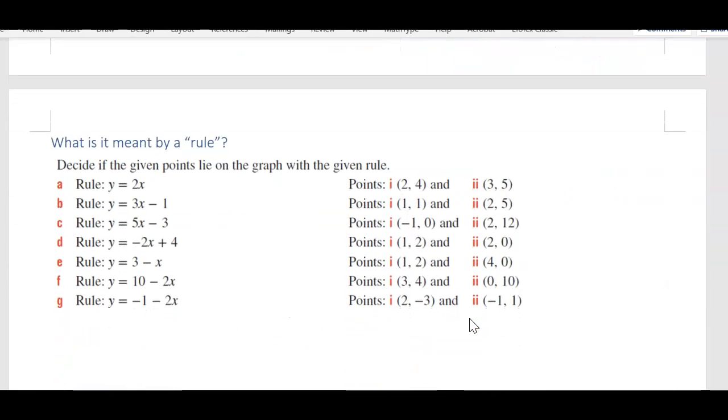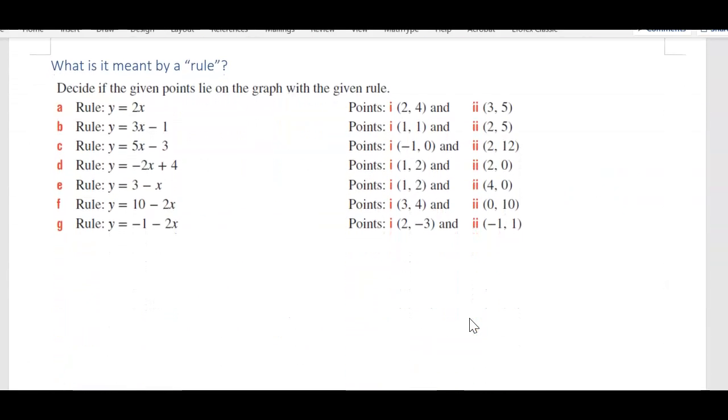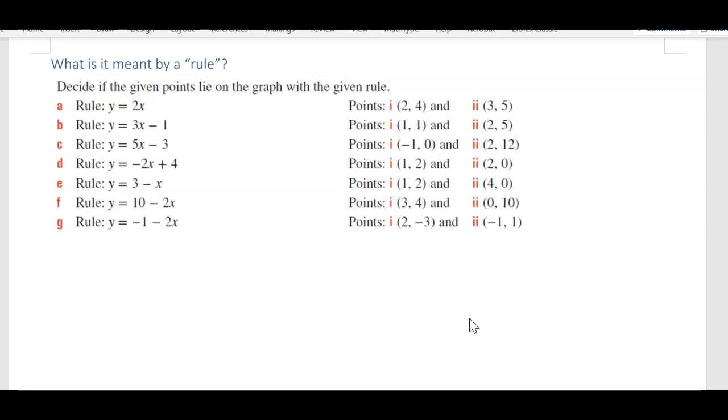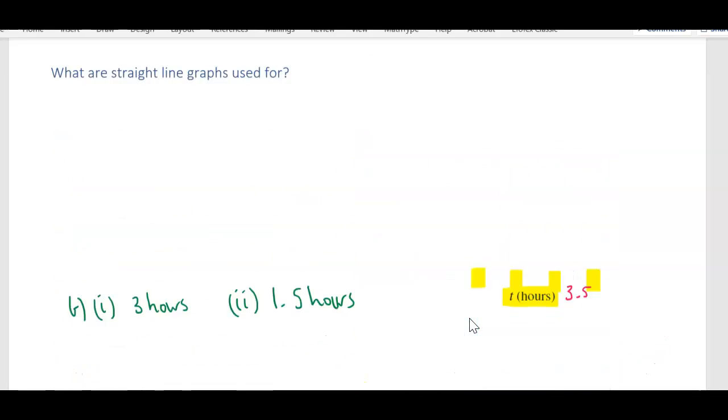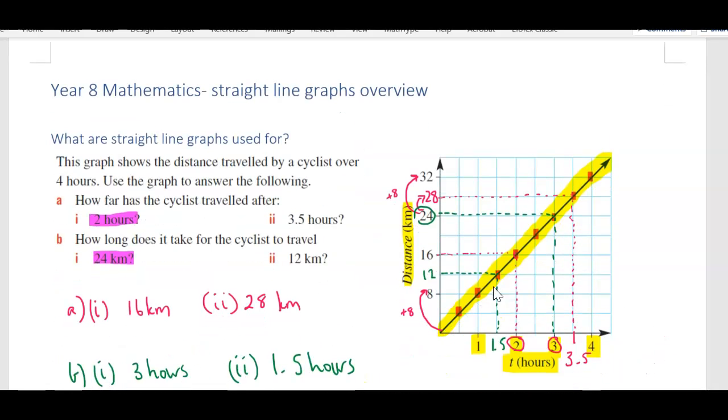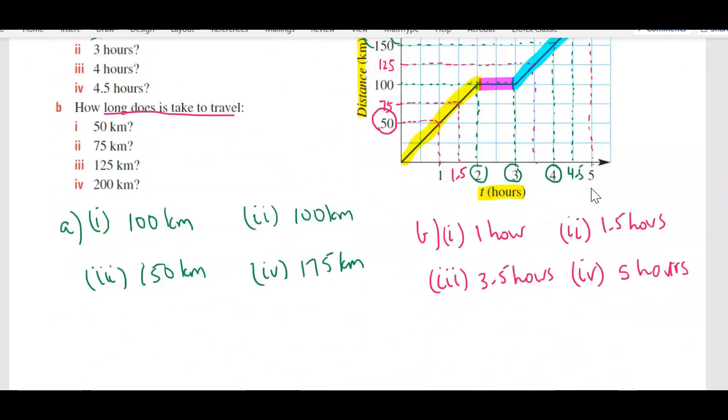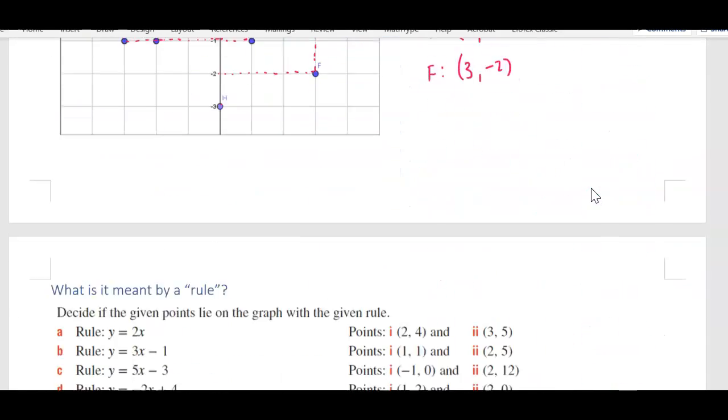All right, so moving on. Now, we've covered so far why we would use straight lines and also coordinates. And now we're looking at the rules. So if we go back to the very start, this graph here, this line actually has what we call a rule. So it's something that tells us the relationship between X and Y. All right, so moving down.